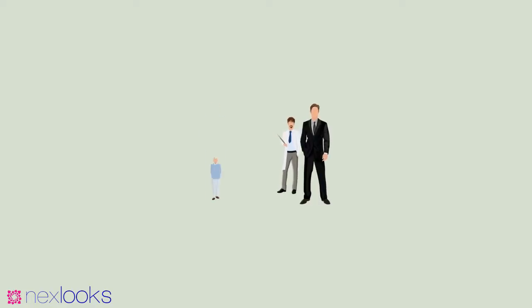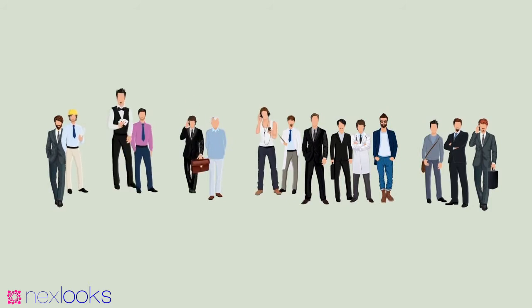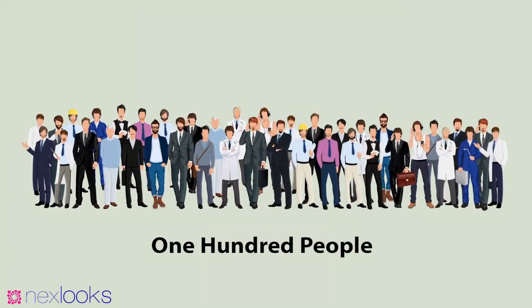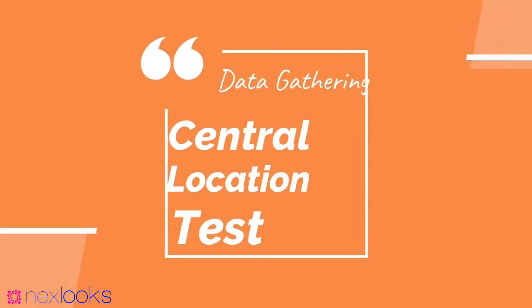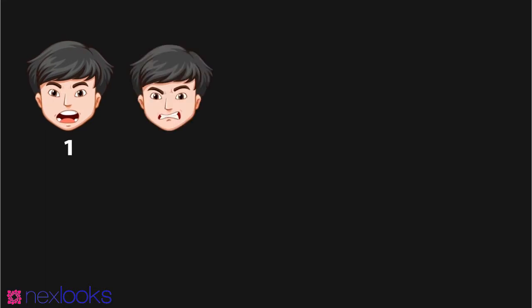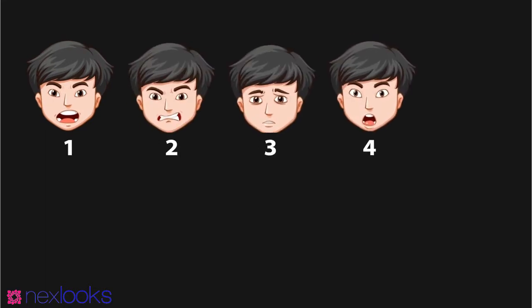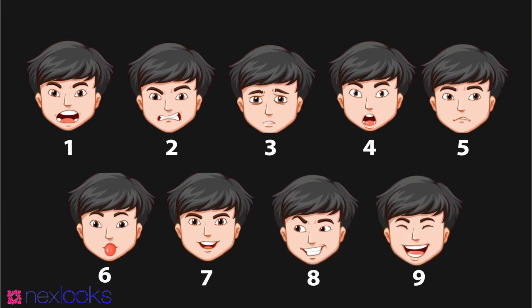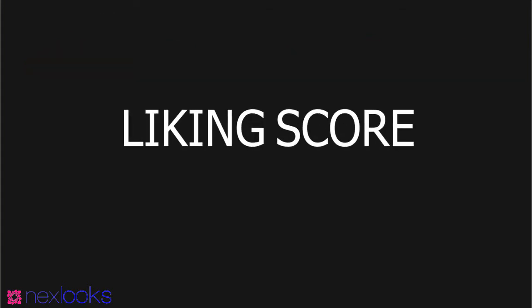Now, you have to collect data. Several people have to test the product to collect penalty analysis data. 100 people can be a good number. Next, we ask each person how much they like the product they tested. The score they can give to their liking of the product is a number between 1 and 9, which means 1 does not like the product at all and 9 means they like the product very much. This score is called the liking score.